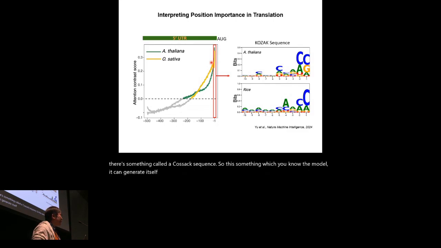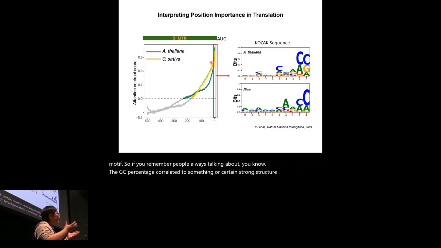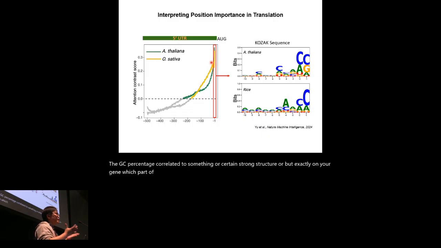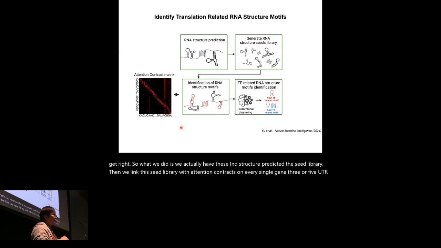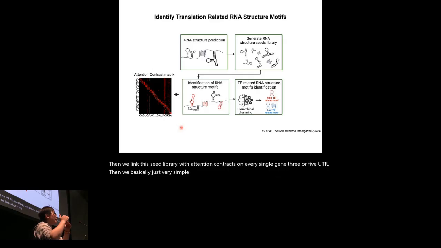Then we try to find out whether there's any structure motif. If you remember, people always talk about a GC percentage correlated to something or certain strong structure, but exactly on your gene, which part of the motif is important to your translation is really something we want to get, right? So what we did is we have this RNA structure predicted seed library. Then we link this seed library with attention contrast on every single gene 5 UTR. It's very simple: if attention is higher, we map it to the base pairing region, then align with all the structure motifs, then see which one comes out.